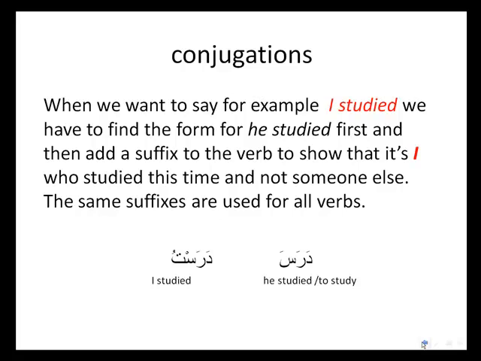When we want to say, for example, I studied or I wrote, first we need to look up the form for he studied, since as we just said, that's the easiest form. And then we add the little suffix to show that no, it's not he, it's I who studied. So we look up darasa, he studied, and in a dictionary we will find to study, both of them. And then we add the little suffix tu, with a damma, to show that it's I who did it. Darastu, I studied.